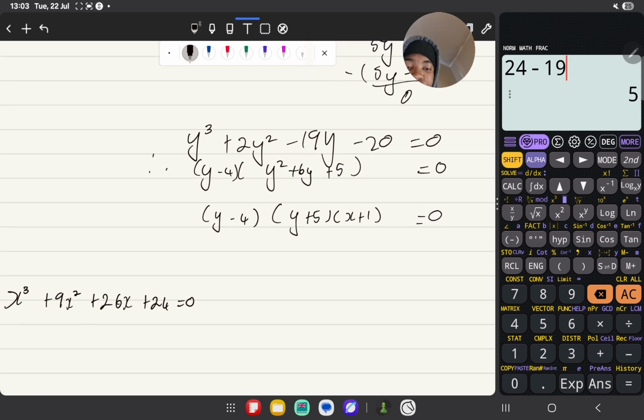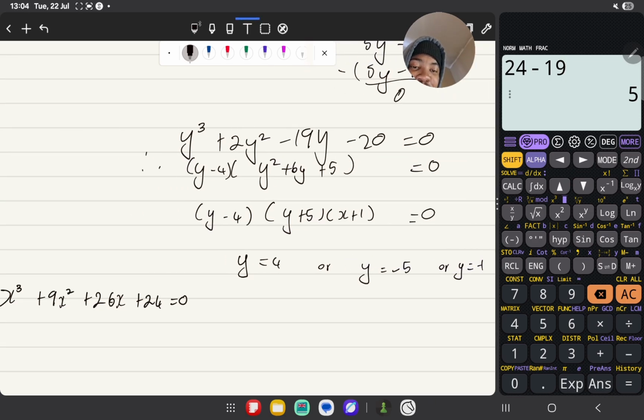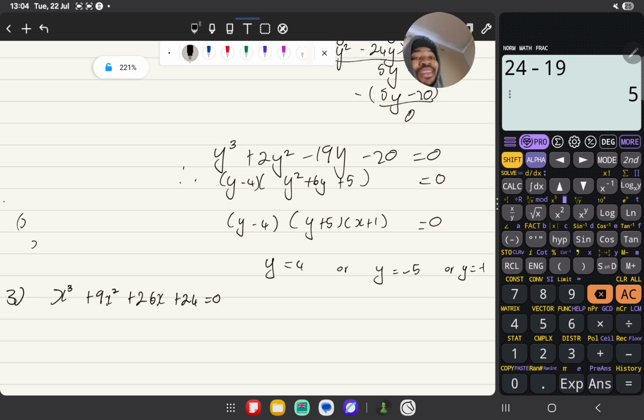Cool. And then from here, of course, y is gonna be 4, or y is gonna be minus 5, or y is gonna be minus 1. And the thing is, had we started with the negatives, we would not have gone up to 4 because of this, you see. So yeah.